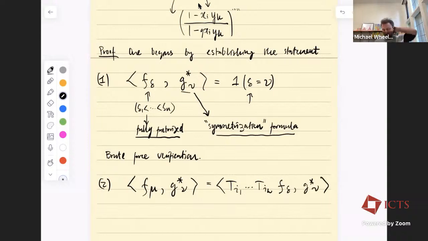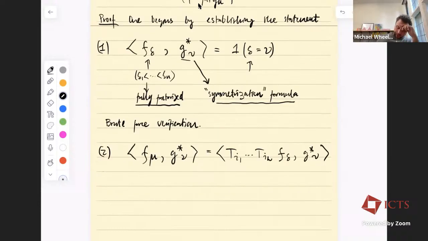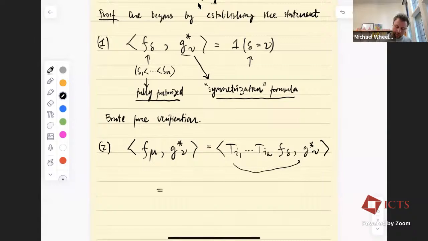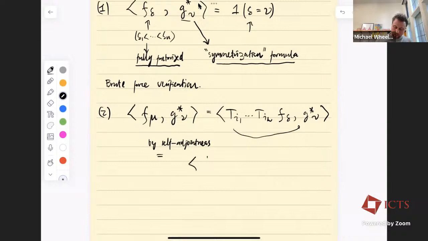So I can do this. And then by the self-adjointness property, I can transfer each one of these T's into the second argument. So then by self-adjointness, this becomes just F delta with T tilde IL down to T tilde I1 acting on G star nu.